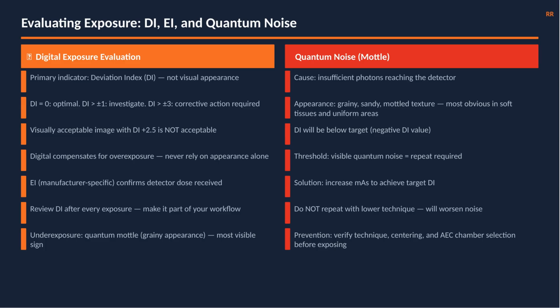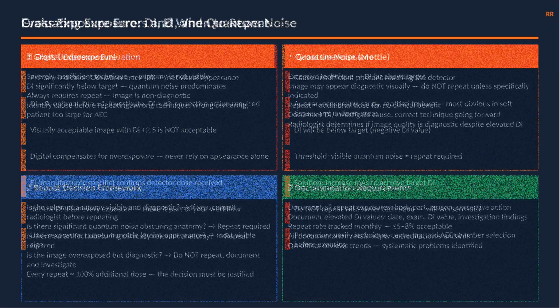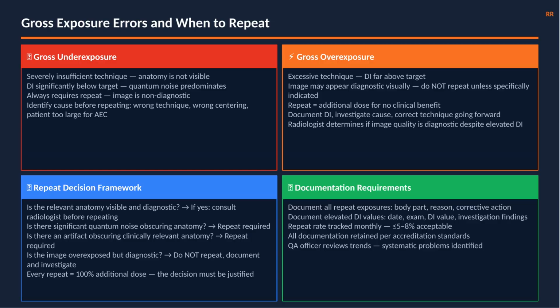Every repeat is 100% additional dose to the patient. The decision must be clinically justified. Gross underexposure, severely insufficient technique. Anatomy is not visible. D1 significantly below target. Quantum noise predominates. Always requires a repeat. The image is non-diagnostic. Identify the cause before repeating. Was technique wrong? Was centering off? Was the patient too large for the selected AC chamber?